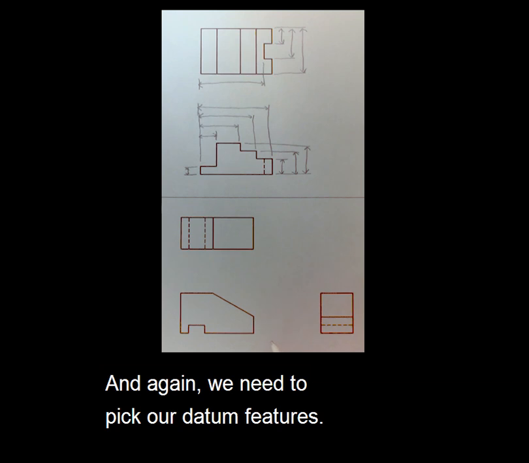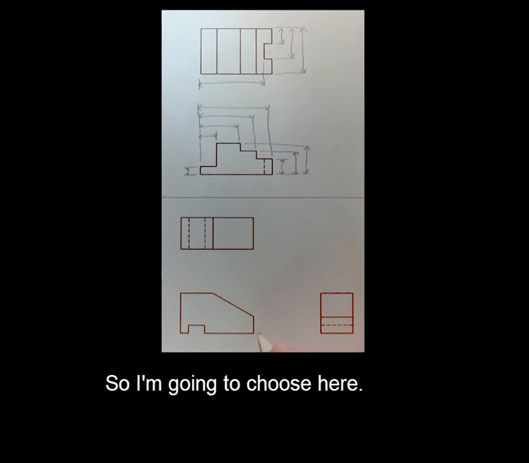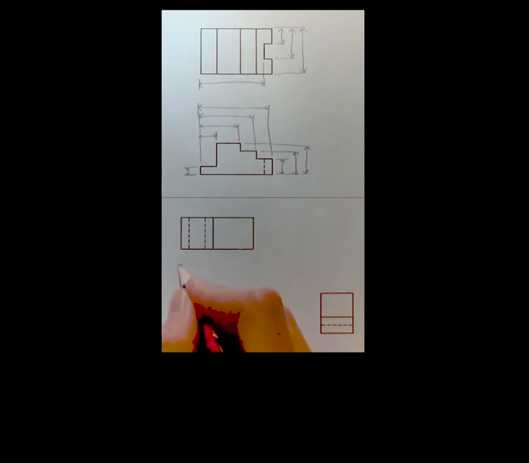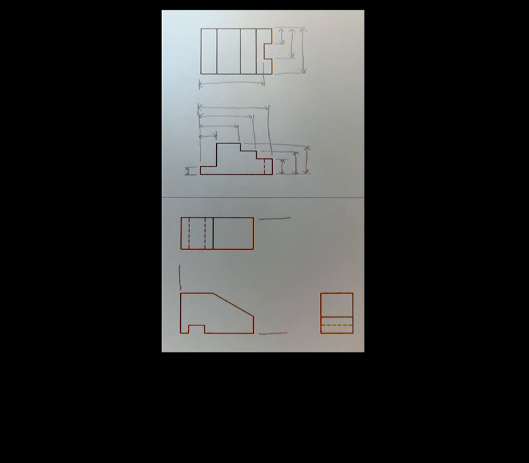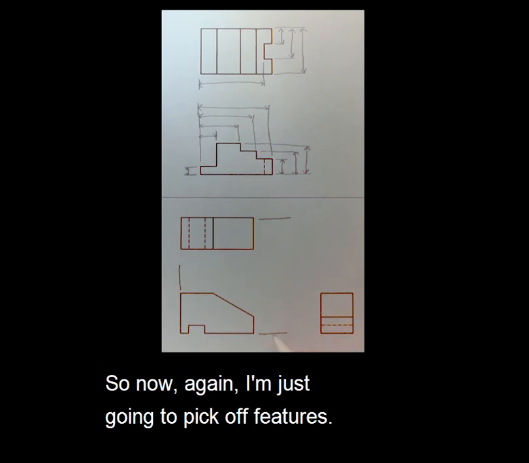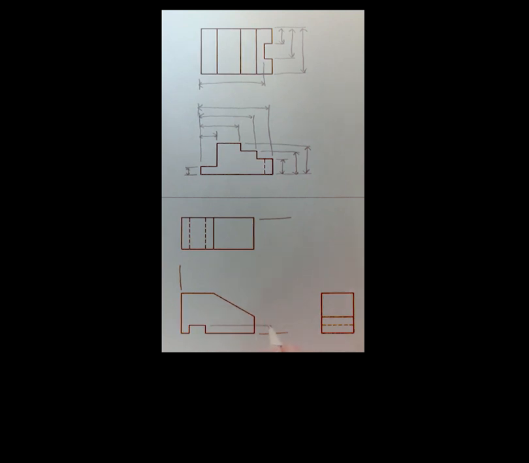And again, we need to pick our datum features. So I'm going to choose here, here, and here. Those are my three. So now again, I'm just going to pick off features. There we go. And I'll do the other direction.